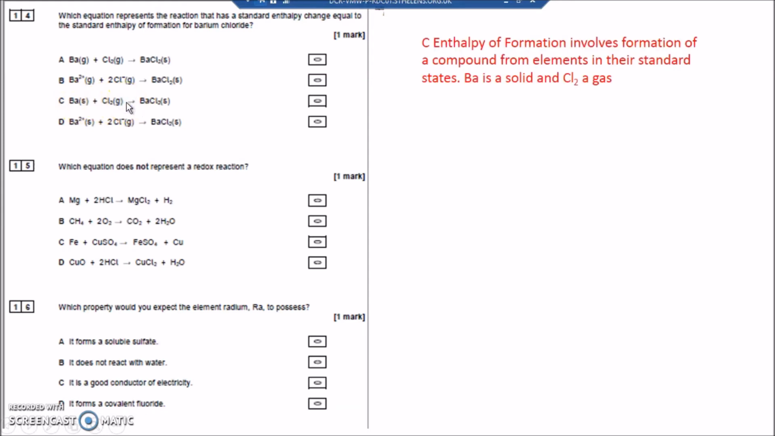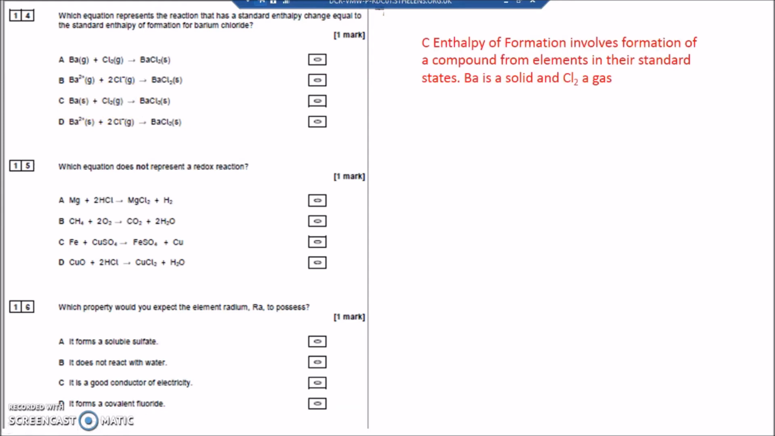Question 14. Which equation represents the reaction which has a standard enthalpy change equal to the standard enthalpy of formation of barium chloride? So formation is making a mole of a compound from the elements as you'd find them in the laboratory in something called their standard state. So how you'd find them at room temperature and pressure. So barium in the barium chloride is a solid, so we're immediately looking for a solid. So we're looking for C. It's got to be elements, not ions, so your answer is C, and chlorine's a gas. So your answer automatically is C.